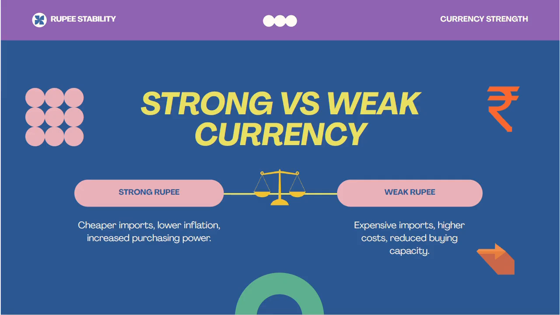Why? Because if it is too strong, exports suffer, and if we keep it too weak, imports become costly. So we'll be balancing it. A strong rupee means cheaper imports, lower inflation, and increased purchasing power, whereas a weak rupee means expensive imports, higher costs, and reduced buying capacity.